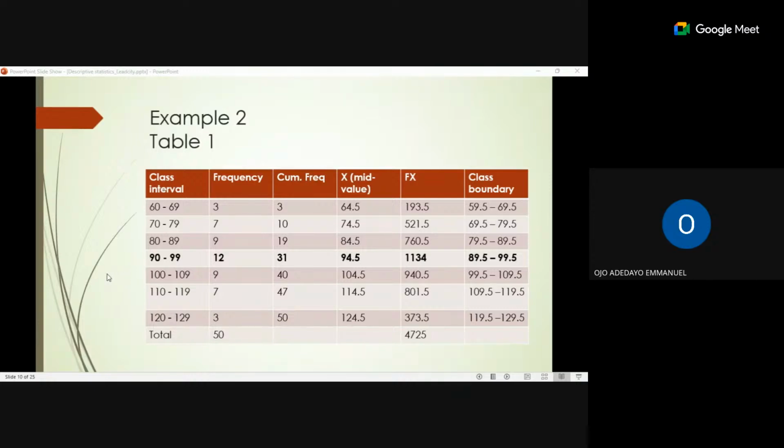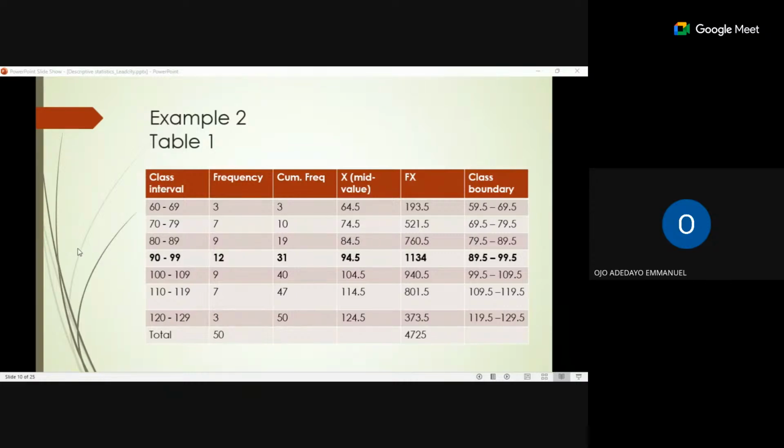Now you can take any of these values. So let's say, for instance, you are taking 110 to 119. That means 119 minus 110, you are going to have a value of 9. Add 1 to it, you are going to have 10. Let's say, for instance, I'm taking 80 to 89.